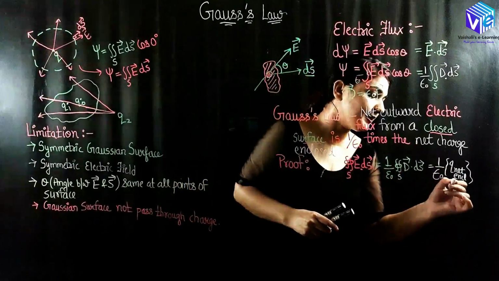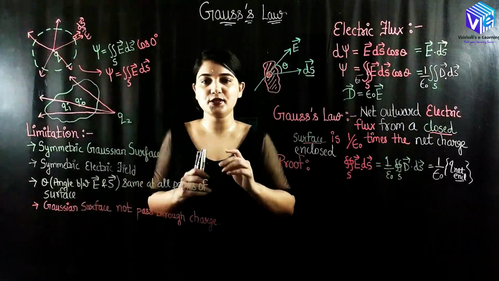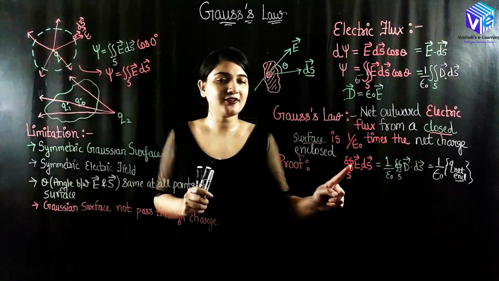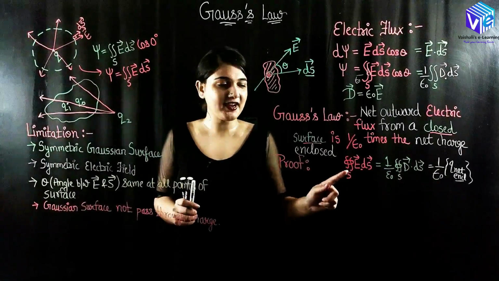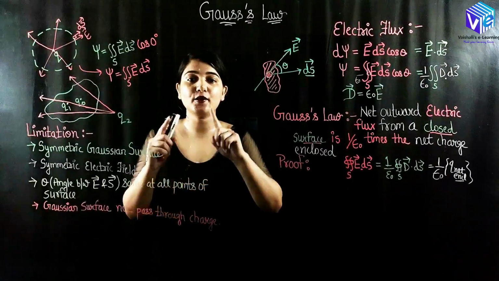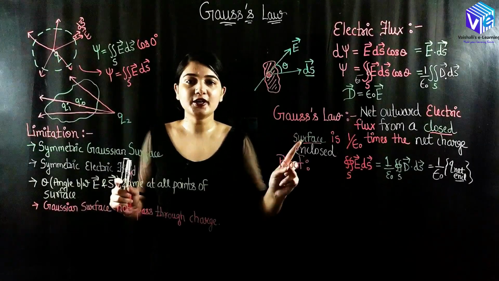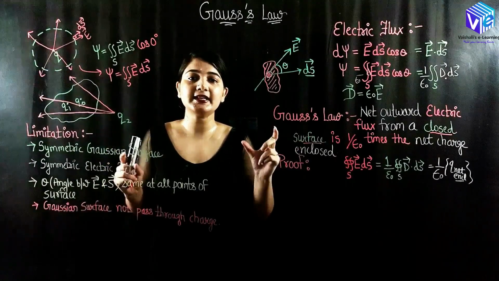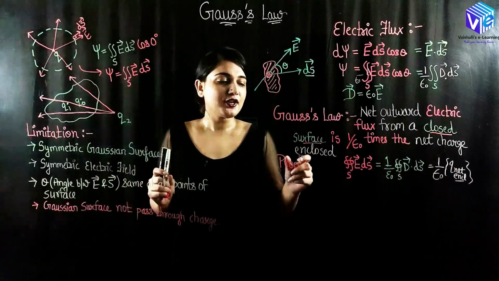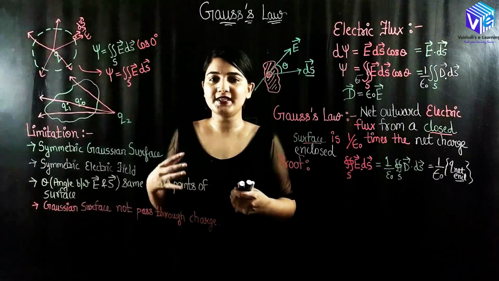So don't forget this: if I have any charge which is outside the surface, we will not be considering it here. But the electric field is the total electric field. When I am finding the electric field, I will consider all of the charges, not just the charges inside the surface. Now first let's discuss the proof of this Gauss's law.